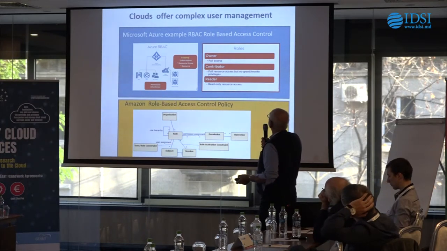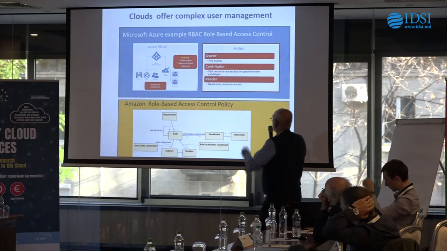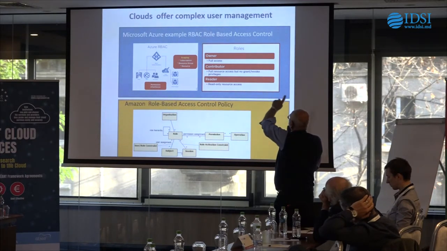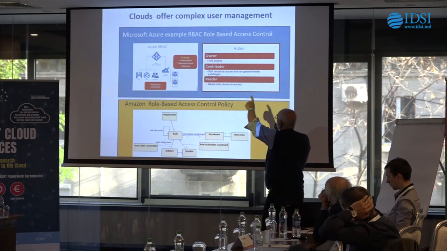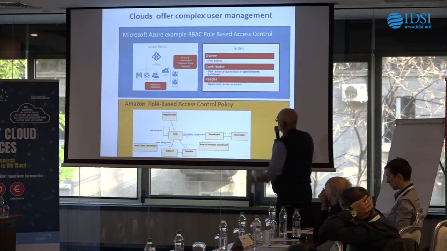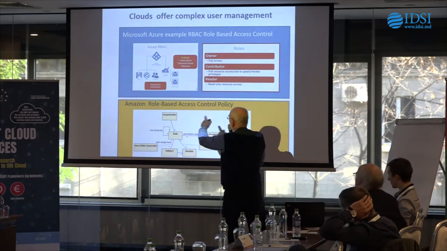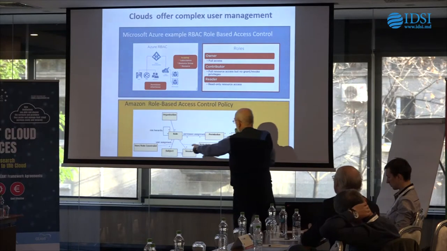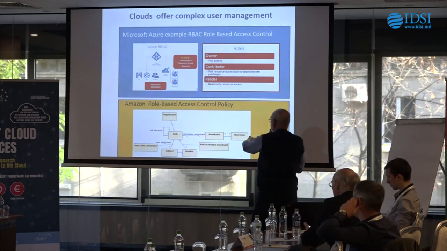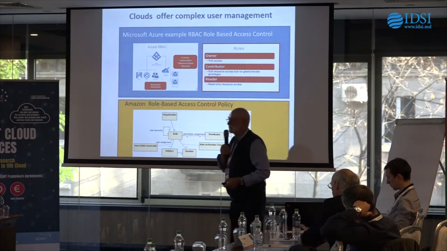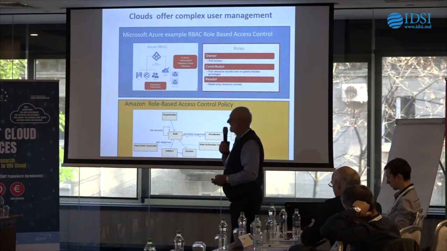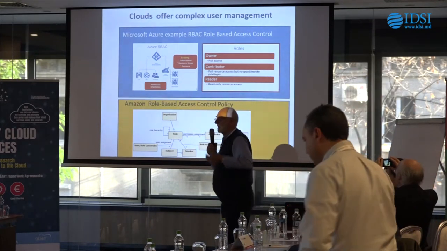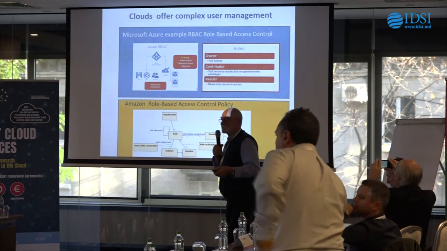Clouds offer complex user management. There are roles. For example, Microsoft Azure uses the so-called RBAC, role-based access control. They usually recognize the owner, contributor, or the reader. Okay, and Amazon has the same or a similar role-based access control. So you can define the role. You can define for what subject, what session, what permission you have, what operation, and so on. It could be quite difficult to set up, but it is a very safe style of user management, so that not every user who accesses this cloud has the same rules.